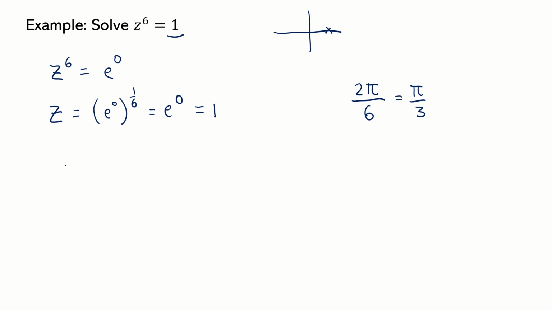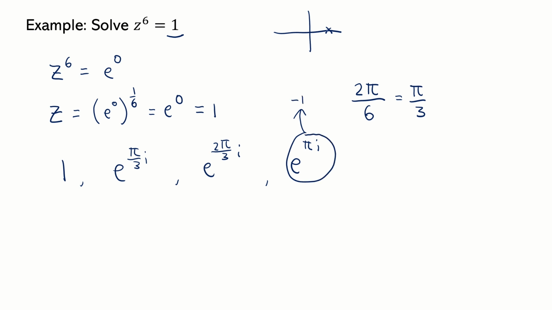So to find our other roots, all we have to do is start with the number 1 and keep adding pi over 3 onto the argument of that number. So that will also get us e to the power of pi over 3 i. It will also get us e to the power of 2 pi over 3 i. We could also write the next root as e to the power of 3 pi over 3 i, but you could alternatively write that more simply as e to the pi i, or realizing even better that e to the power of pi i is just the number minus 1, because we've got an argument of pi, we've gone all the way around to being back on the real axis again.